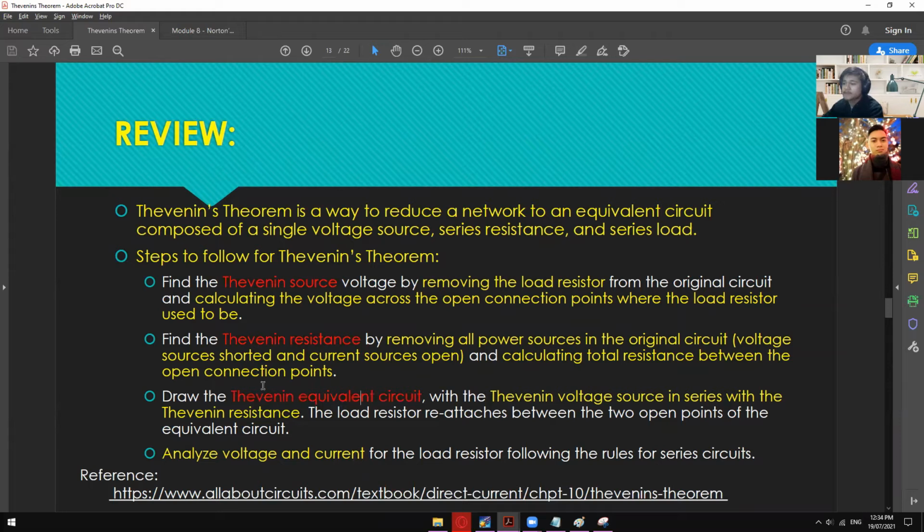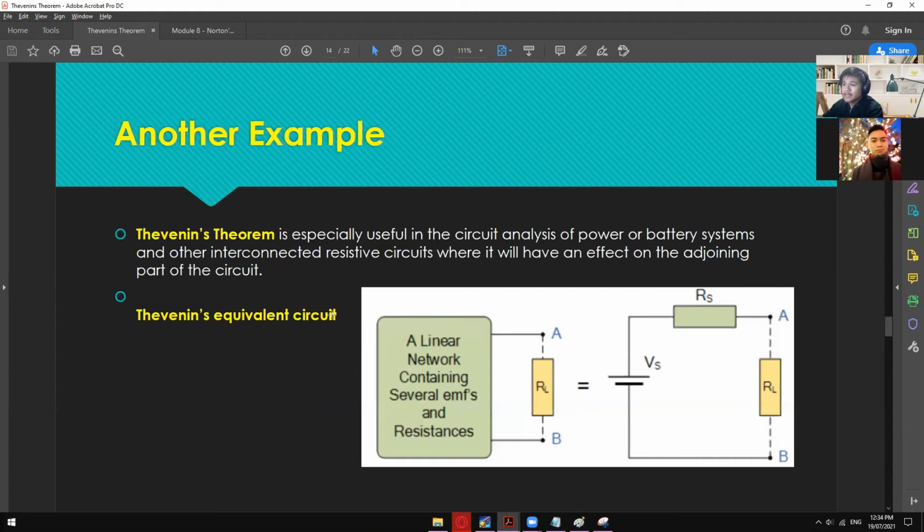Okay. So the reference of slide 1 to slide 13 came from All About Circuits. The next example that I will be discussing is still under Thevenin's theorem. However, this one came from a different source, a different reference. This one came from Electronics Tutorials, I guess. So we'll check that one later on. So here, it's the same concept, the same everything, just different terminologies and a different way of explaining things. It says here that RL is a linear network containing several EMFs and resistances.